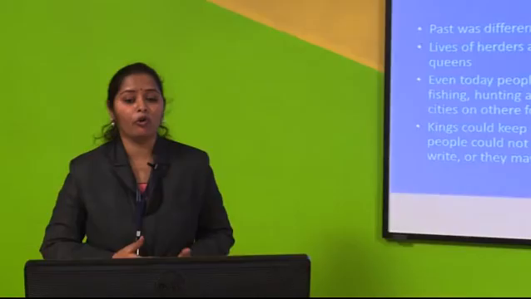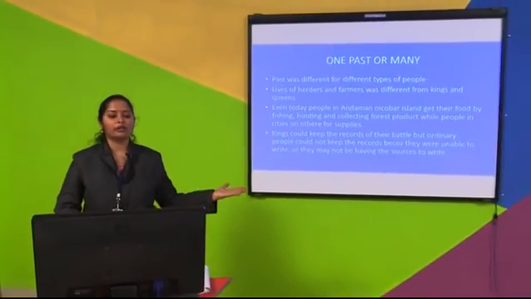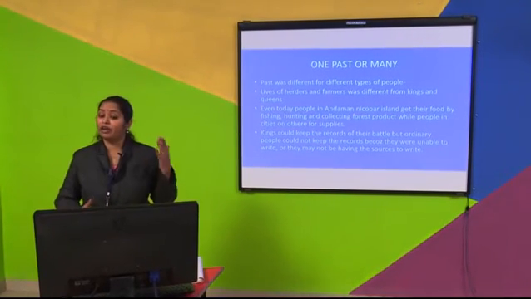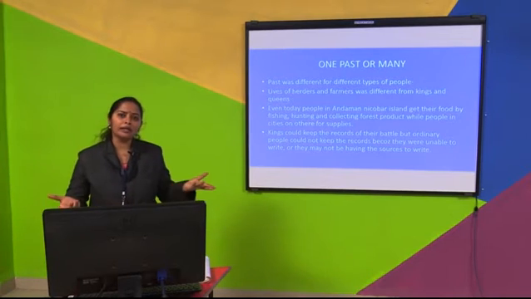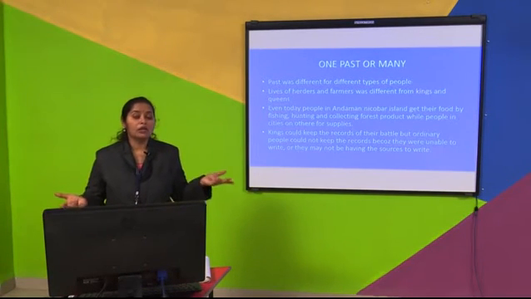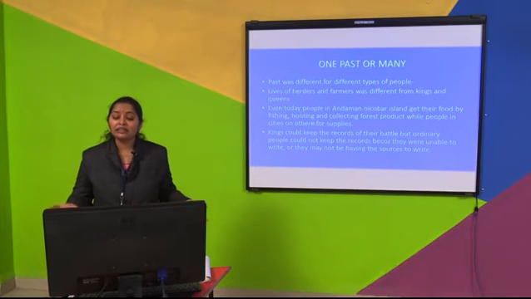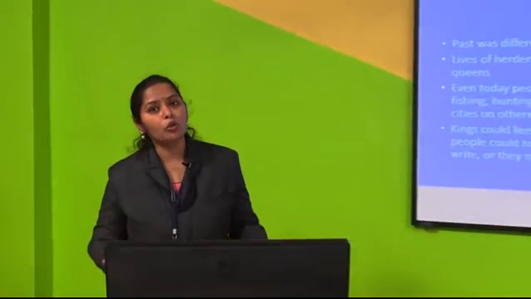For example, even today people in Andaman and Nicobar Islands get their food by fishing, hunting and collecting forest products, while people in cities now depend on others for their supplies. So in the past, kings could keep the records of their battles, but ordinary people could not keep the records. Why? Can you tell? Yes, maybe because they were unable to read and write, correct? They were illiterate, uneducated, and maybe they did not have different sources to write.